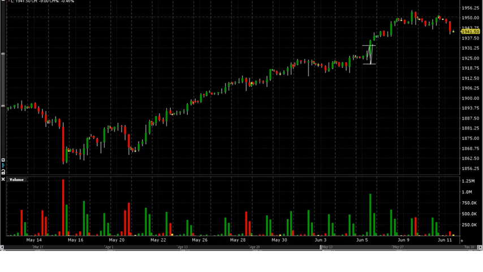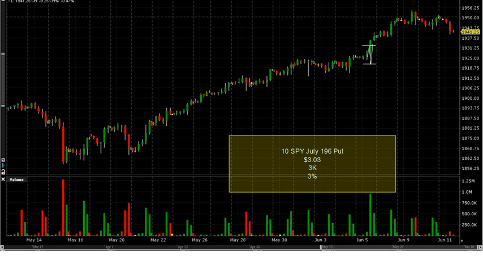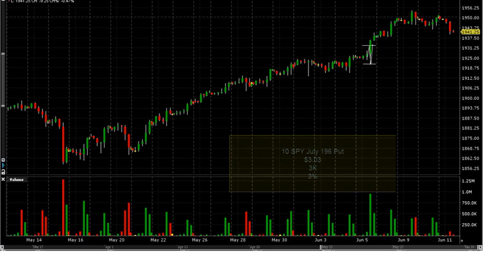Sounds reasonable. What about buying a SPY put outright? Let's say it's a July 196. Today it's at 303. My max loss would be about $3,000 on a $100,000 trading account. That would be about 3%. Okay, you see the difference.